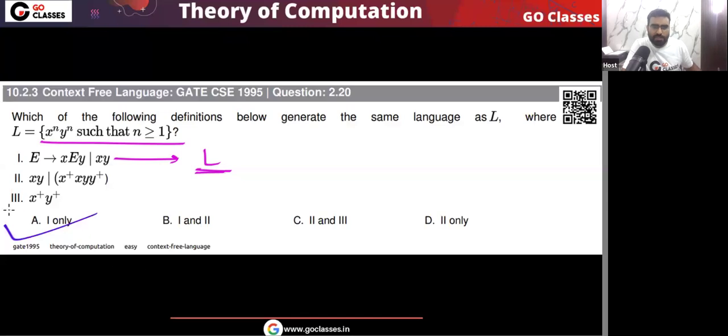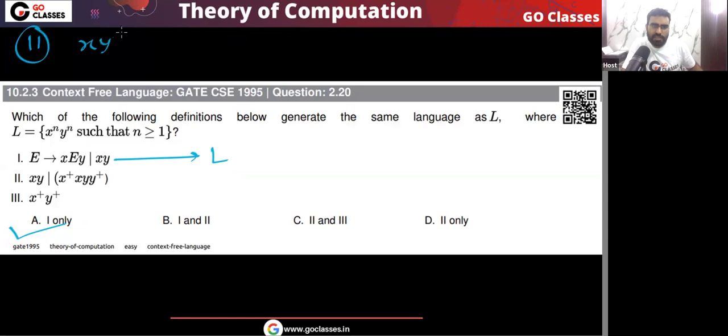What are the counterexamples for options 2 and 3? Can anyone tell me? We have already seen that option A will definitely generate the language, so this is definitely the answer. But tell me the counterexample for options 2 and 3. You can easily see, look at option 2, I can generate xy, yes or no? Also it is given x plus, y plus. See here we have any number of x, and here any number of y, at least one x and at least one y.